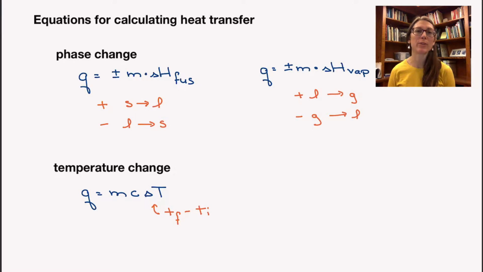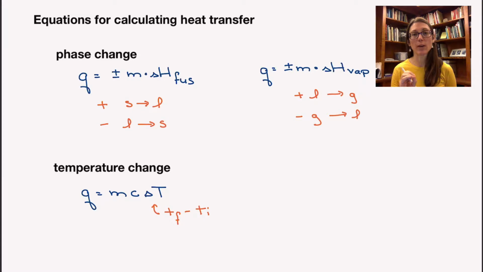A couple quick reminders about these equations. For the phase change equations, you need to stop and think, should this be positive or should this be negative, depending on what the phase change is and whether your spacing and thus the potential energy is going to be increasing or decreasing. And for temperature change, remember that the change in temperature is the final temperature minus the initial temperature. That will ensure that you get the proper sign for Q.